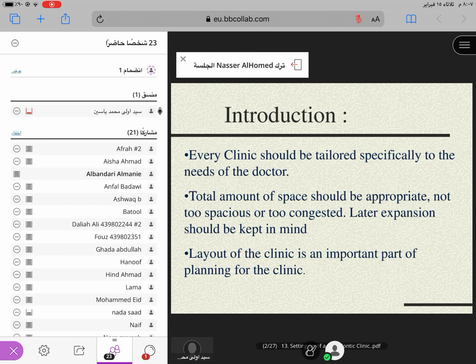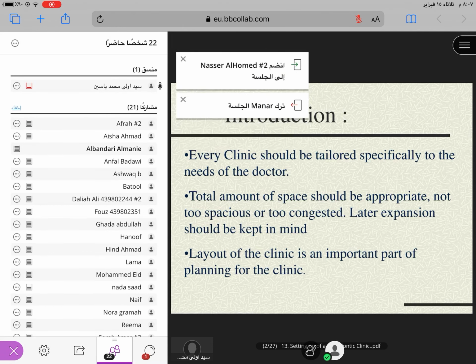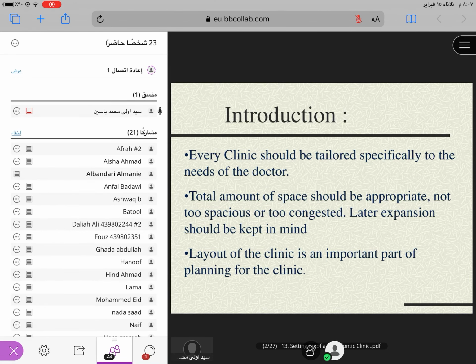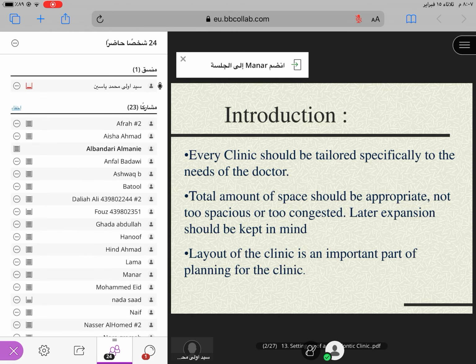So the design of the clinic should be different from that of a routine dental setup. The total amount of space that is required should be appropriate, not too spacious or too congested. You should always keep in mind that later expansion of the clinic should be considered. Based on that, you have to design the dental setup for a pediatric practice. Apart from that, the layout of the clinic is important. What is this layout? The plan of the clinic, the design of the clinic, is an important part when you're planning a clinic exclusively for treating child patients.